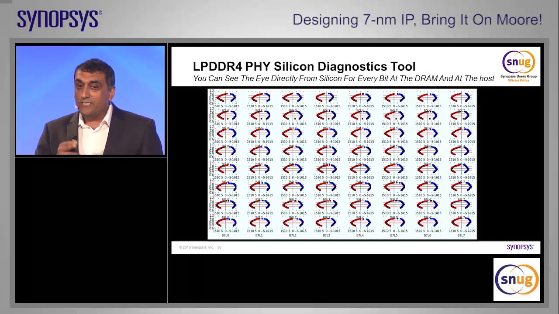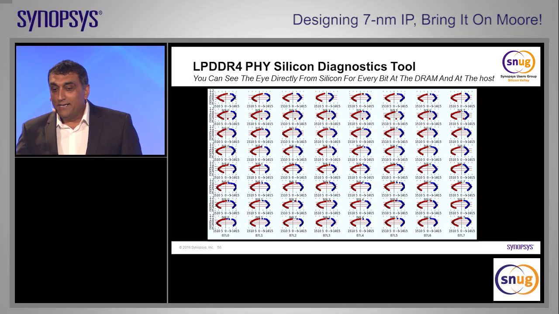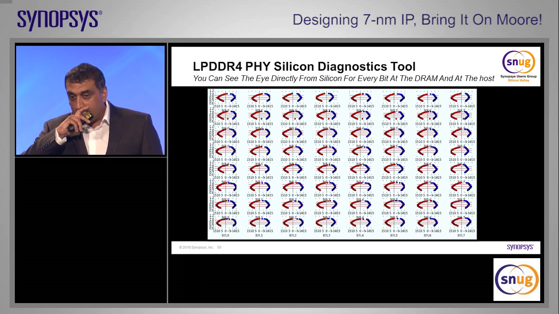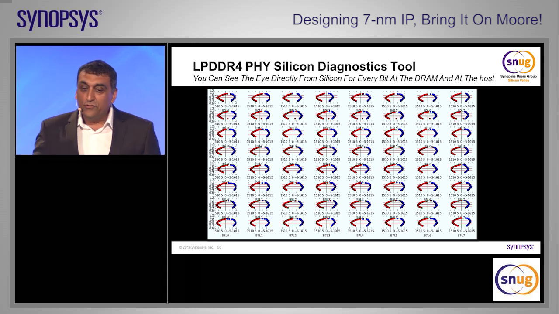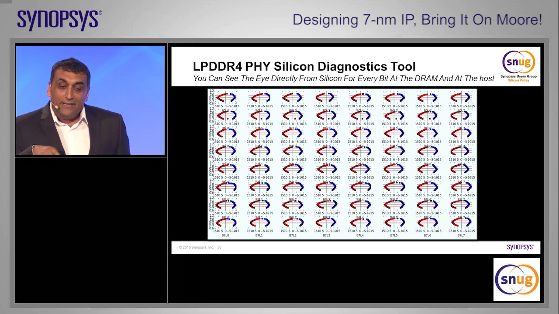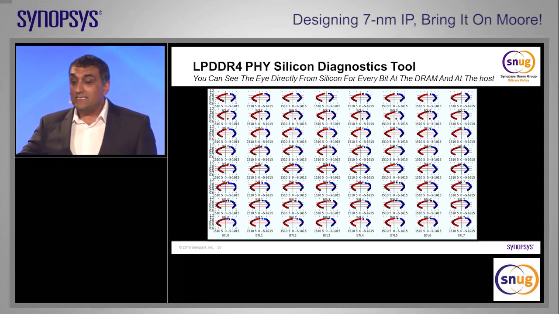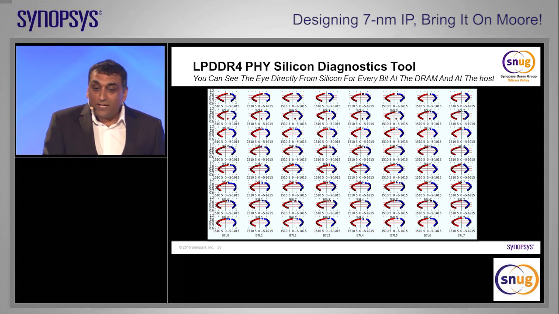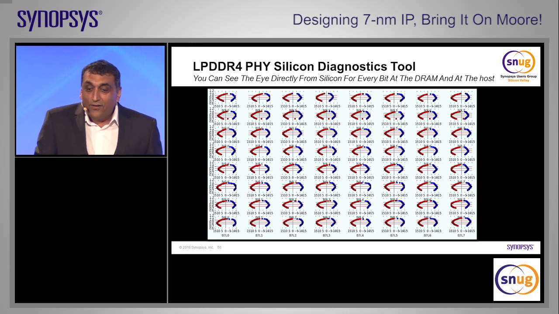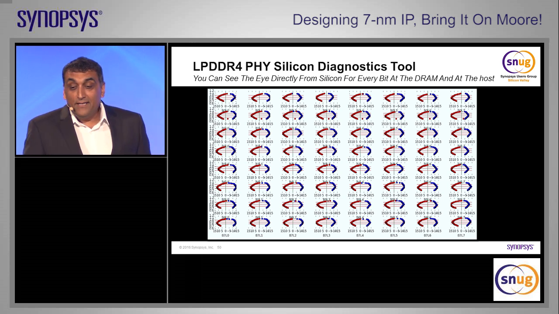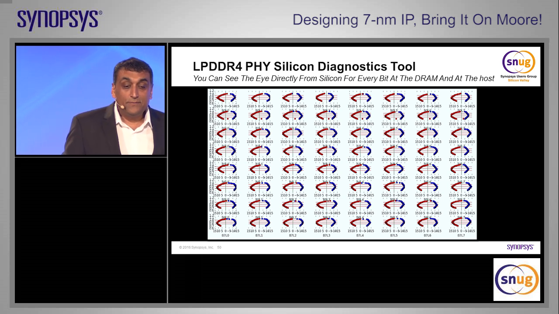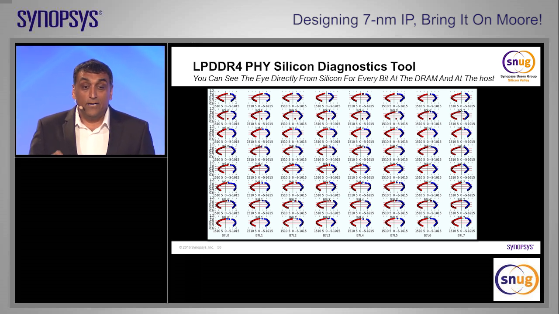I mentioned diagnostics in the context of USB 3.1. This particular development also shows you the eye directly at the DRAM and at the IP level. So you can look at the eye directly from the silicon for every bit at the DRAM and at the host. This is firmware based. It's in a 2D format.